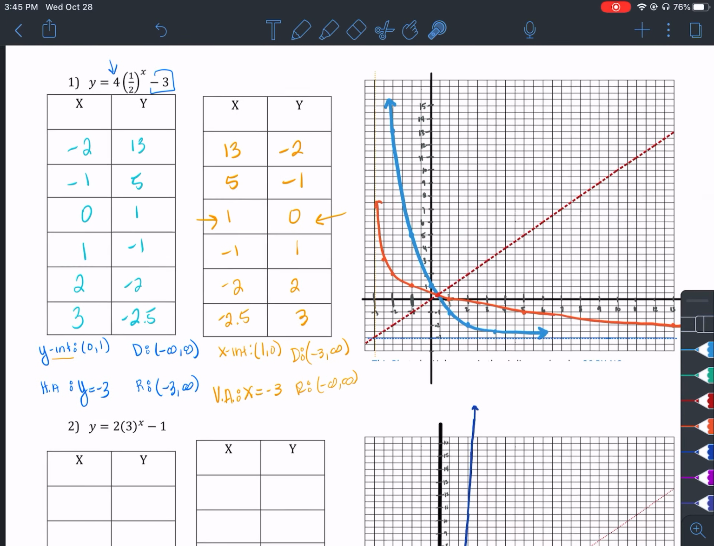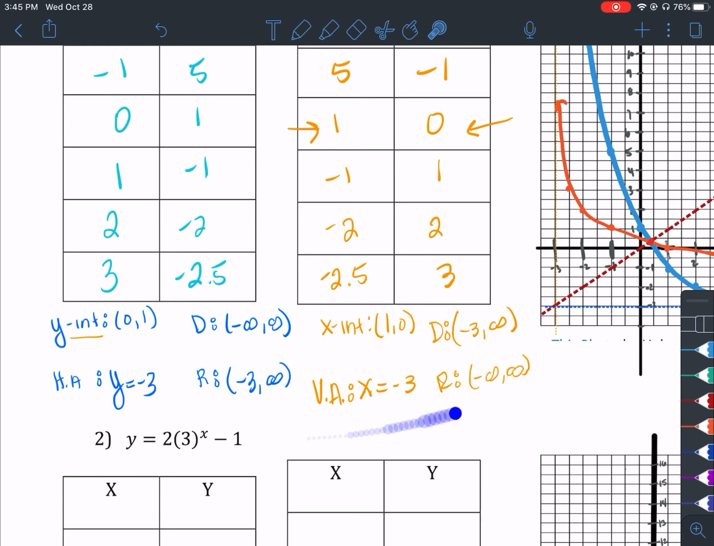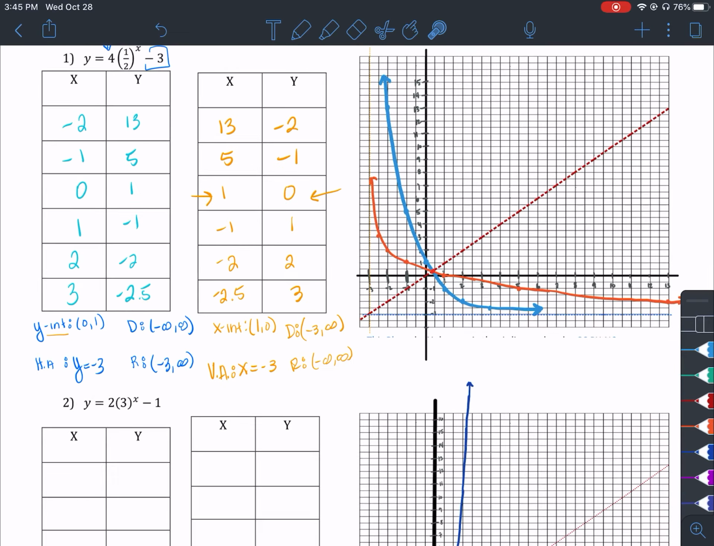So the big thing I want you guys thinking about here is this relationship. What was the y-intercept is now the x-intercept. What was a horizontal asymptote is now a vertical asymptote. What was the domain became the range, and what was the range became the domain. So whatever is the inverse here, the inverse of an exponential, so that's what this is here, it has a vertical asymptote and a restricted domain.